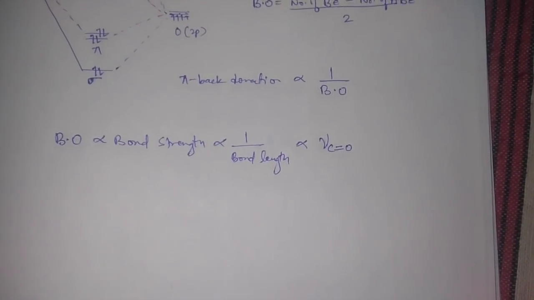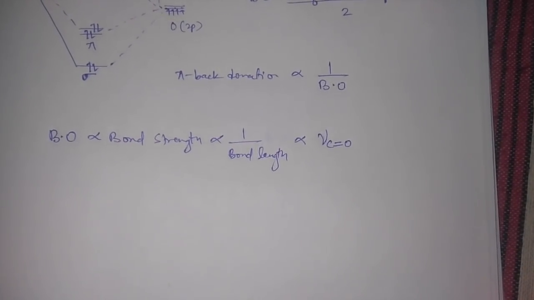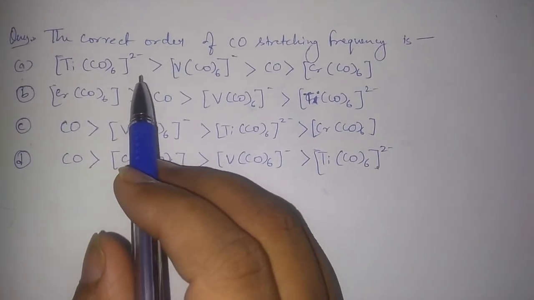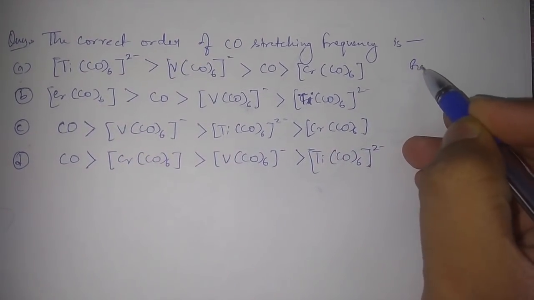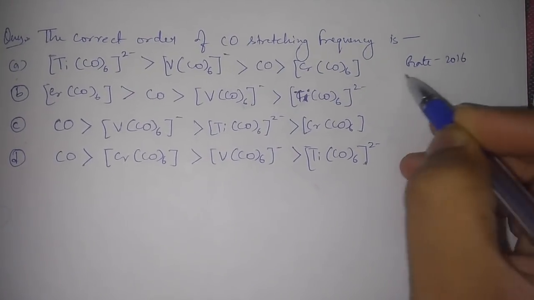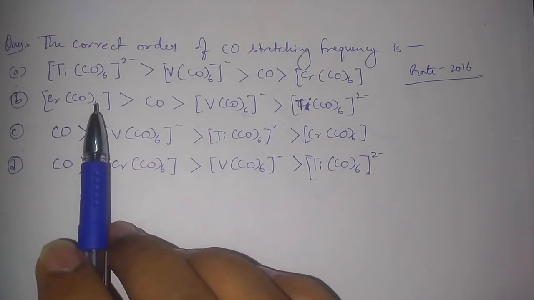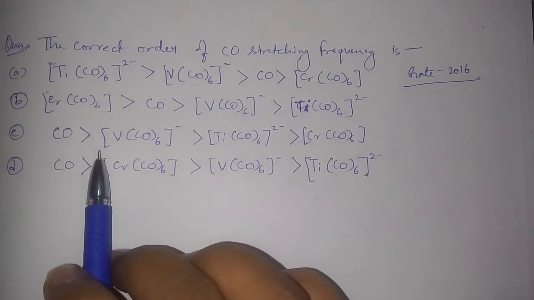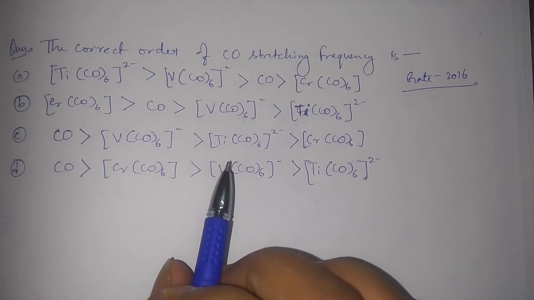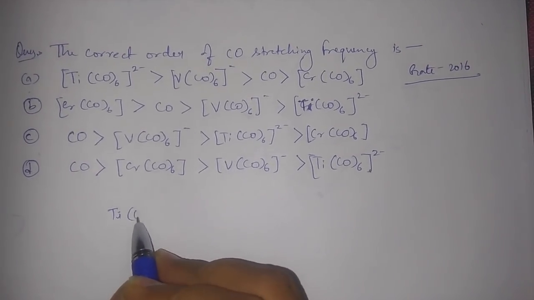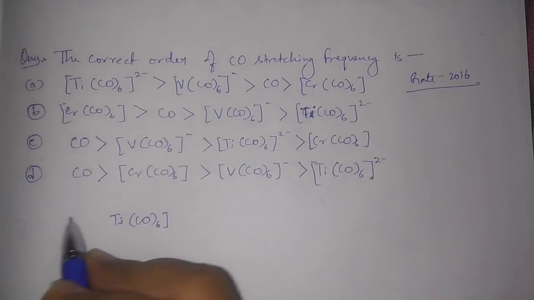I'll just explain these things with the help of one question. Let's say we have this question, which was asked in GATE 2016. The question says that the correct order of CO stretching frequency is, and you are given different options where the order is different. So basically you are given this complex, titanium CO6 2 minus.